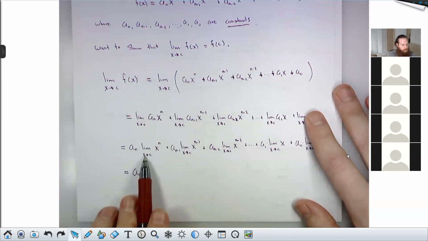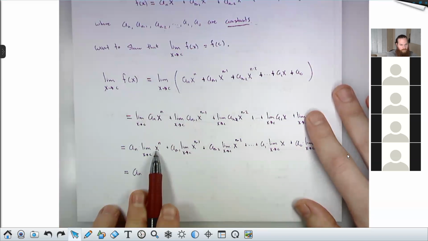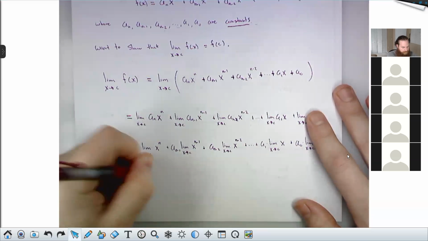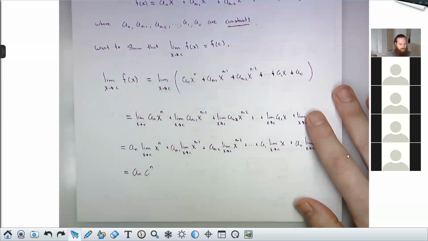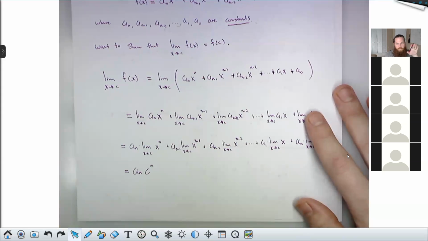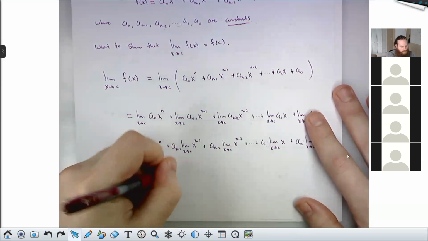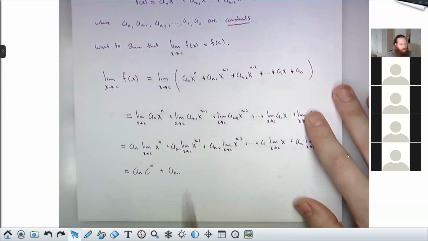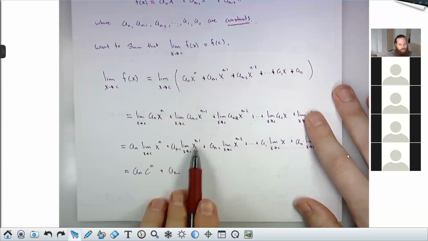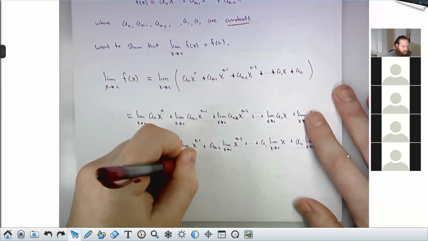The limit as x approaches c of x to the n is c to the n. Right? That's precisely that last rule I pointed at, that the limit as x approaches c of x to the p is always c to the p. Here the power was n, so the limit as x approaches c of x to the n is just going to be c to the n. Plus, this a_(n-1) comes along for the ride. Here the power, p, is n minus 1. So the limit as x approaches c of x to the n minus 1 is going to be c to the n minus 1.